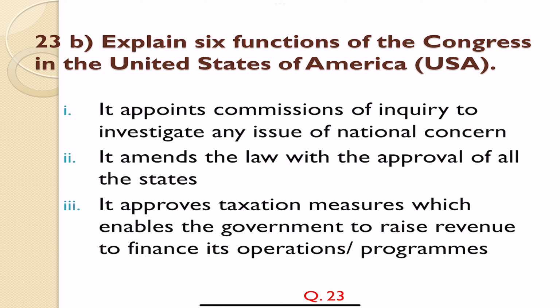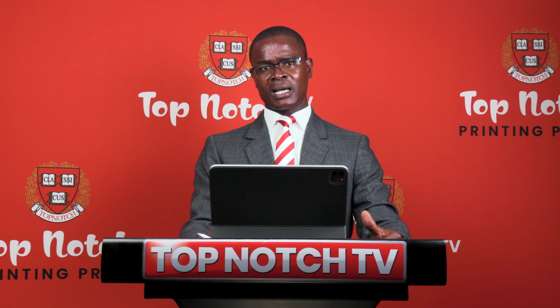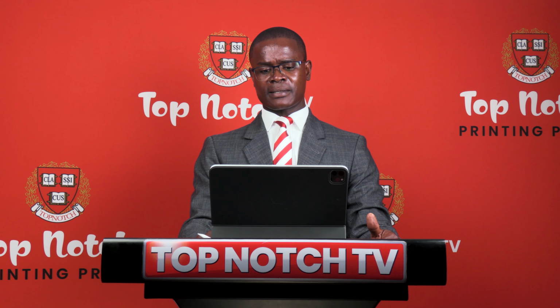Approves taxation measures, which enables the government to raise revenue to finance its operations or programs. No taxes can be levied on the citizens of the US without being passed by the members of the Congress.